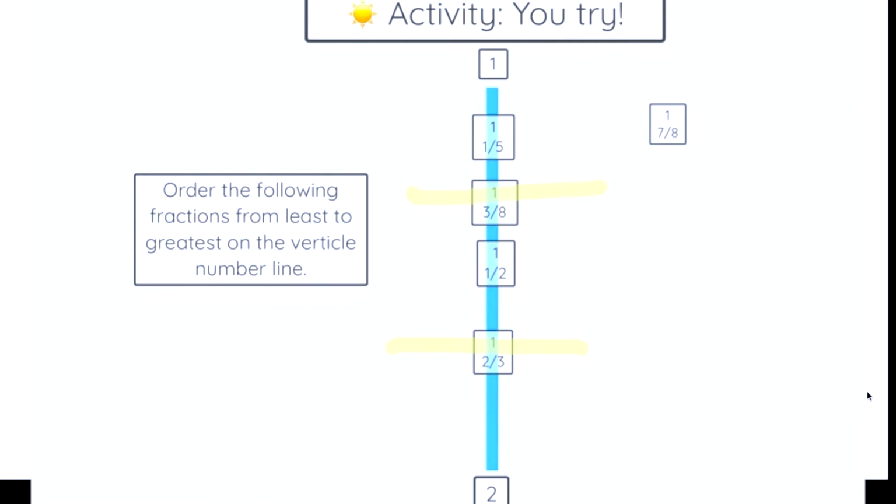Now for our last value, if you couldn't remember that 1 and 7/8 is going to be 1 and 875 thousandths, that's a pretty tricky one. An easy thing that you can do is look at the fraction, which is 7/8. And 7 out of 8 parts is pretty close to a whole. So just by using that, you can move 1 and 7/8 to pretty close to 2.